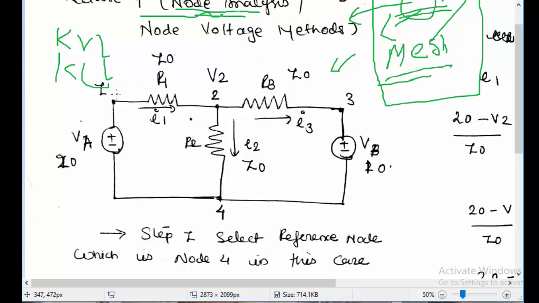A node is a point in a circuit where a minimum of two passive or active elements are meeting. It can be two passive elements, or it can be one passive element and one active element, as in this case where the voltage source is one element and the current is one element. They are meeting at a point, so you can call this a node. So this is one node. Again here, this is another node where three passive elements are meeting. And this is one more node, where one active element and one passive element are meeting.